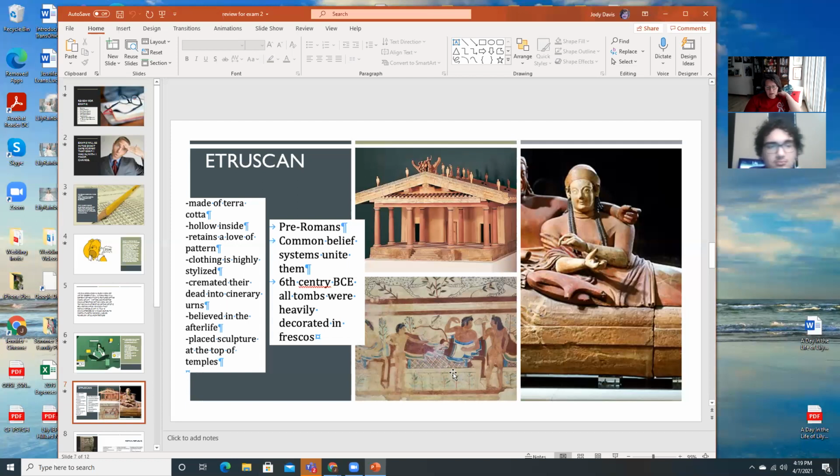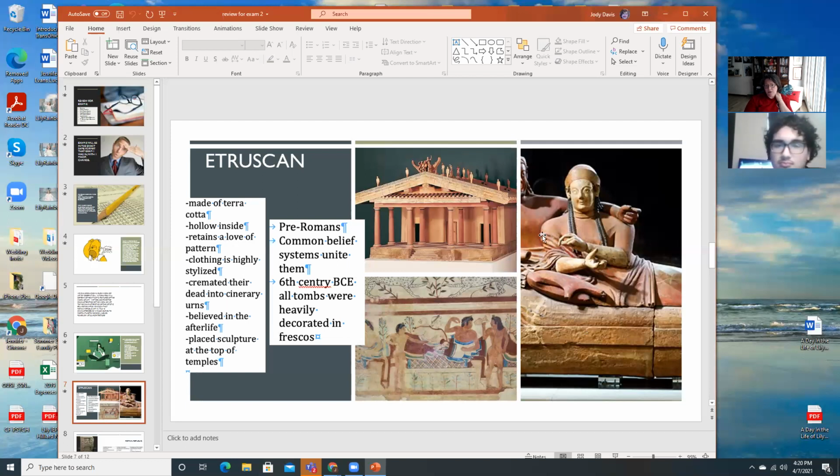You can see in the image below that I have right here, the Etruscan love for patterning on the tablecloth. This part's a little cut off, but you can see it in the leopards where the spots are highly patterned. They just like patterning a lot.